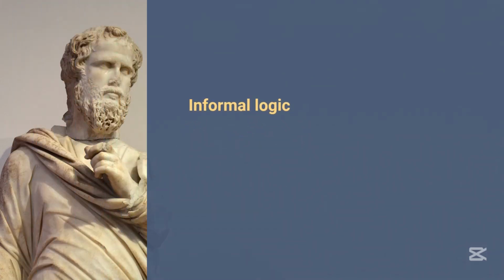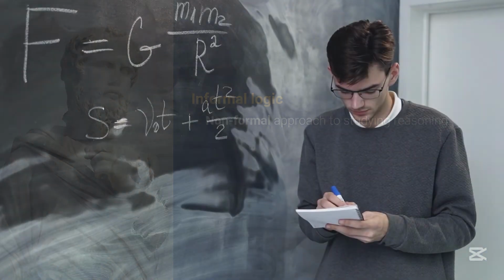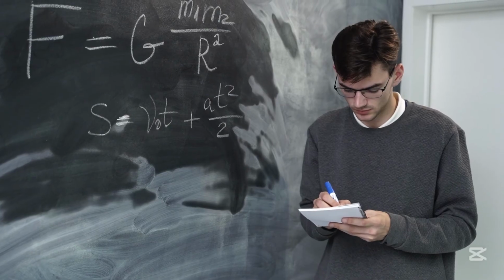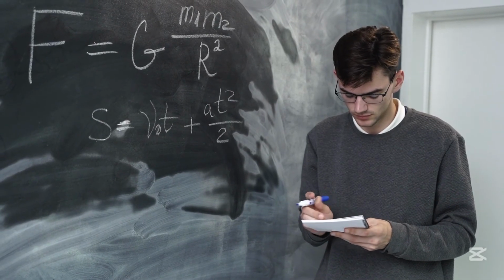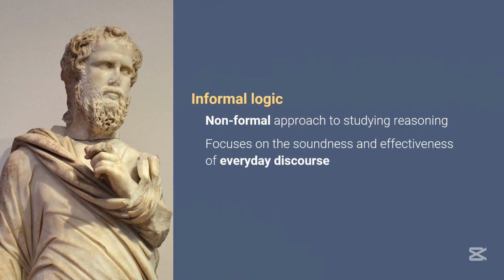Unlike formal logic, informal logic uses a non-formal or non-structural approach to studying reasoning. It was developed in order to address the difficulties in applying formal logic to everyday reasoning, or to what are called natural language arguments. As such, it focuses on the soundness and effectiveness of everyday discourse, such as that found in conversations, the internet, advertising, education, and political debates.